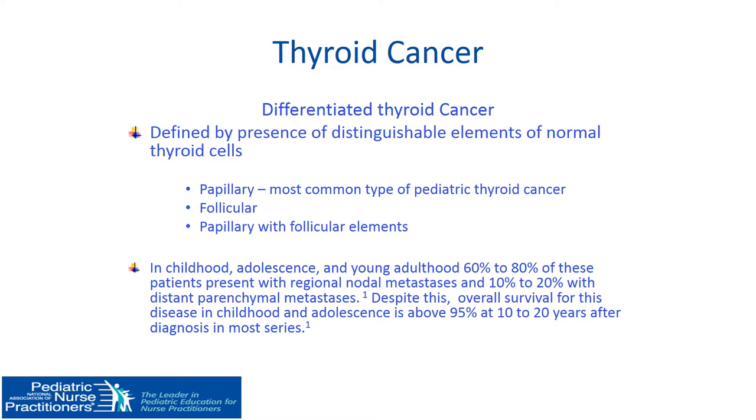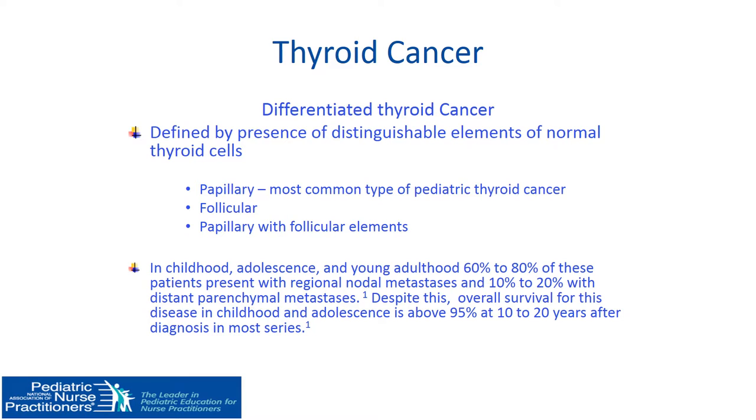Thyroid cancer. So you have a thyroid nodule, you do an FNA, it comes back as thyroid cancer. So there's a couple different types. Differentiated thyroid cancer is one of the most common. It's defined by the presence of distinguishable elements of normal thyroid cells. So you have papillary, which is the most common type of these thyroid cancers. You have follicular, and you have papillary with follicular elements.